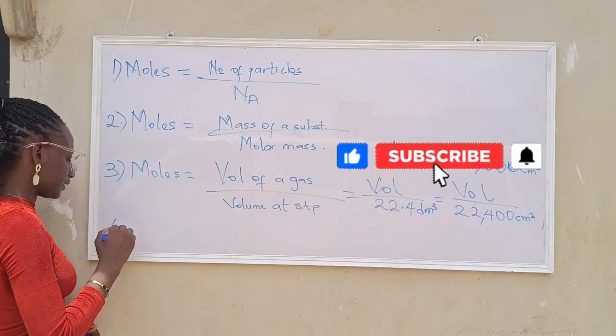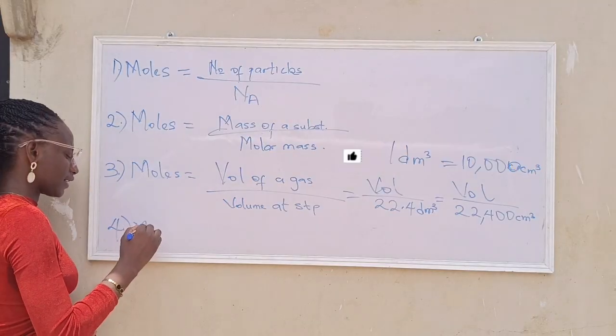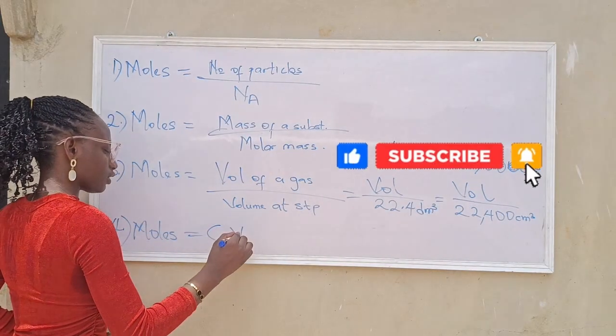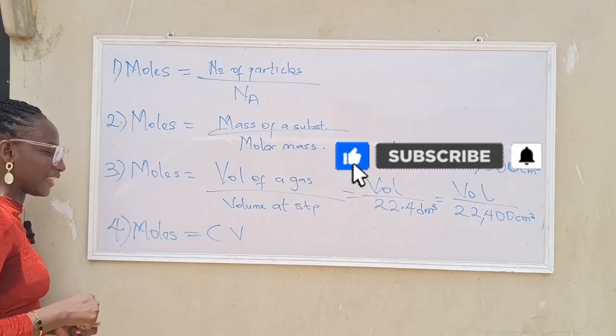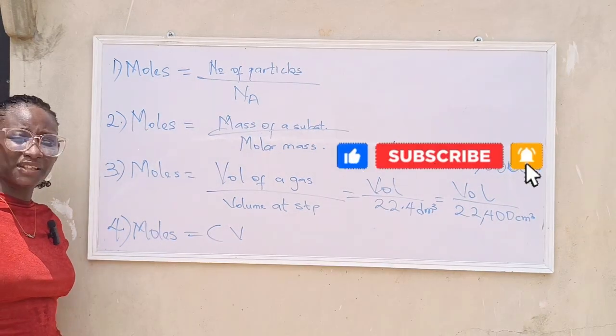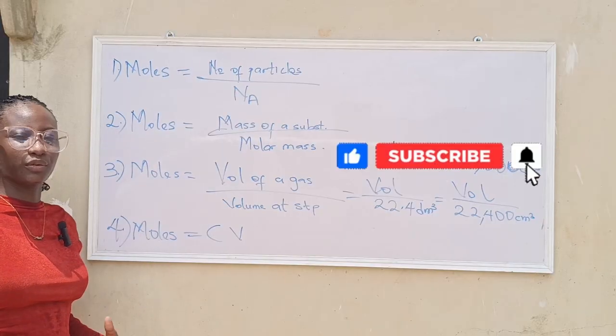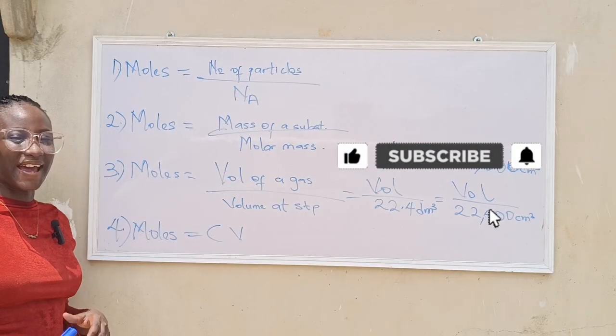Now, another way to get the number of moles when you have a solution is: moles is equal to concentration times volume. So there are other ways to get the number of moles, but these are the ones that I will be taking you through for now. So let's look at examples.